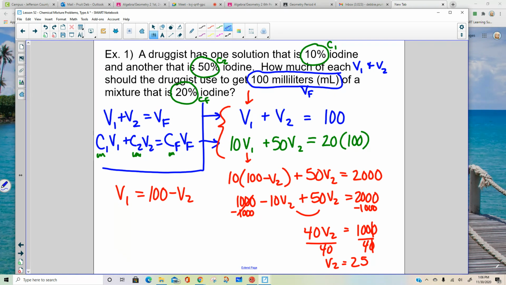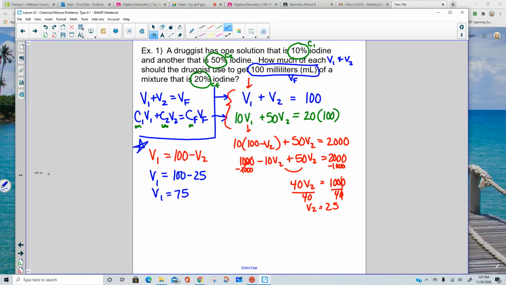But I want to go back and get V1. So let's use this rewritten equation here because this is exactly what we need, right? We need V1 and we have an equation that says V1 equals. So here we go, 100 minus V2, which is 25. V1 equals 75. Let's talk about labeling now.